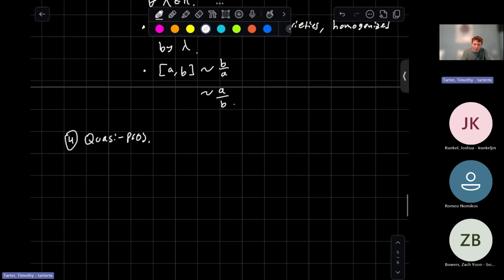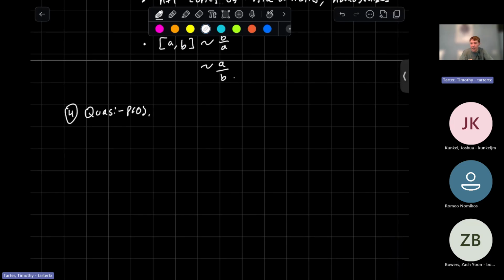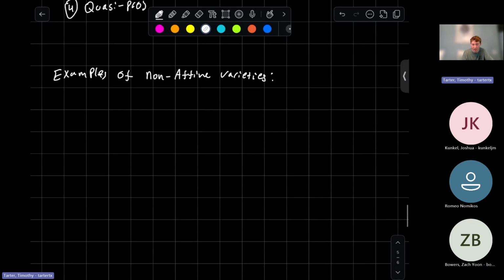I want to give, since we have 5 minutes left, another example of a non-affine variety that is going to be a big deal when we prove that it's not affine, but it is not clear to see why it's not affine. And it's not a projective variety, so it's like a down-to-earth example. Examples of non-affine varieties that aren't implicitly projective.